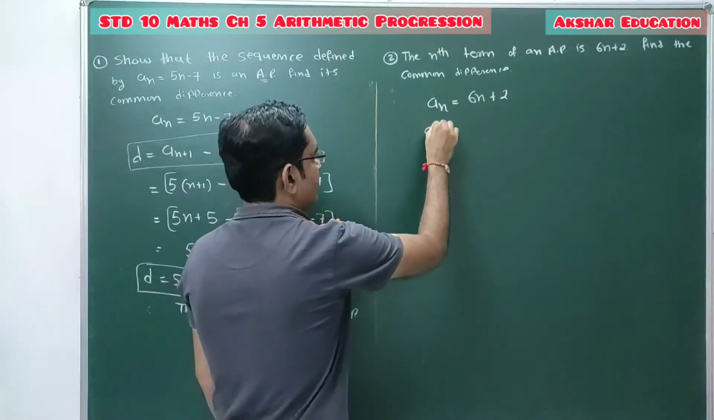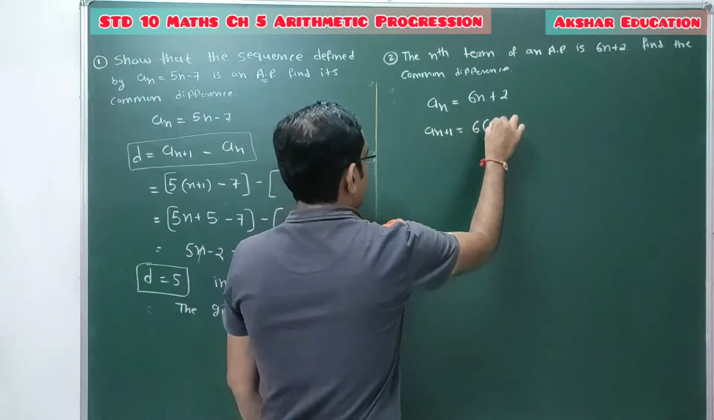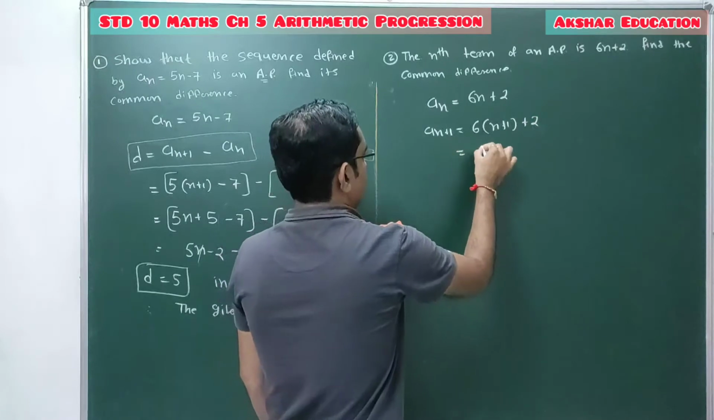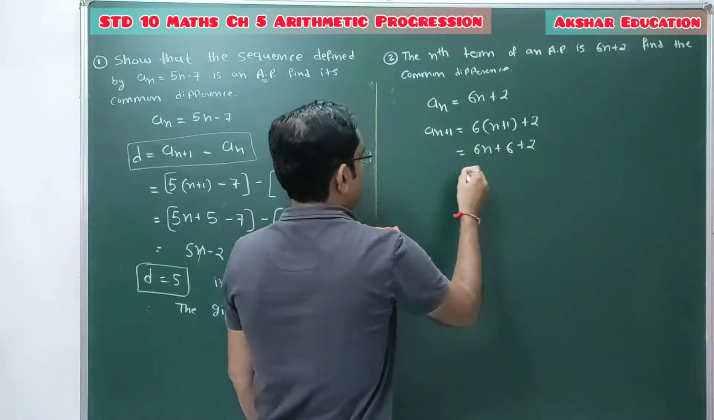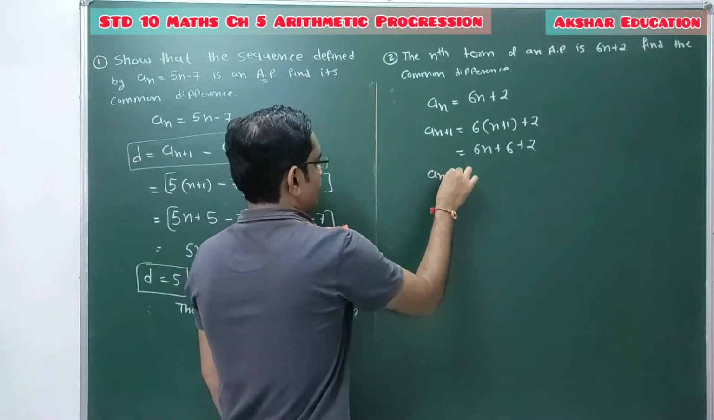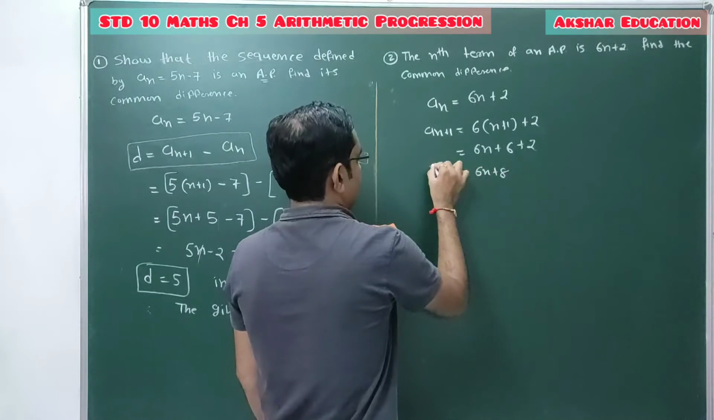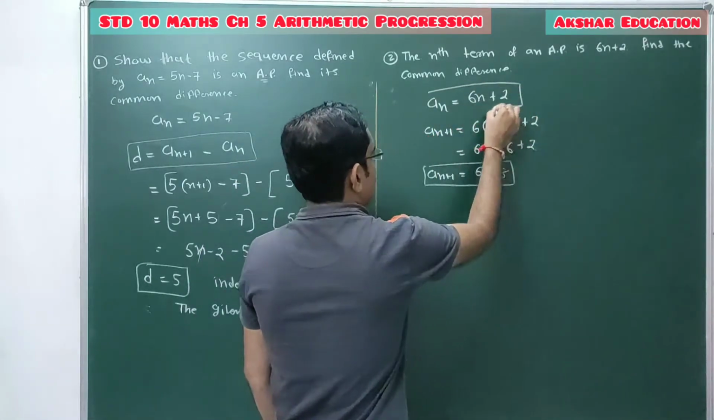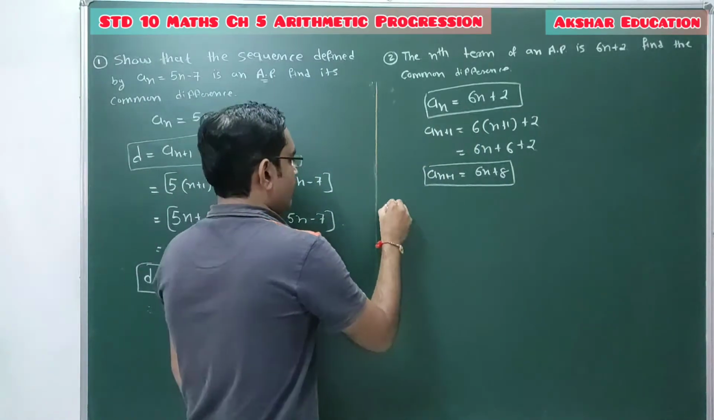is the a_(n+1) term. So it will be 6 into (n plus 1) plus 2, which is equal to 6n plus 6 plus 2. So the (n+1)th term is 6n plus 8, and the nth term is 6n plus 2. So what is the common difference?